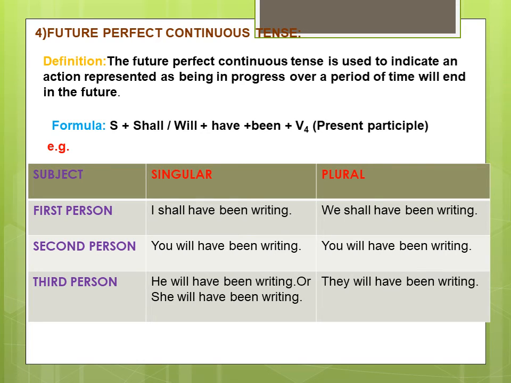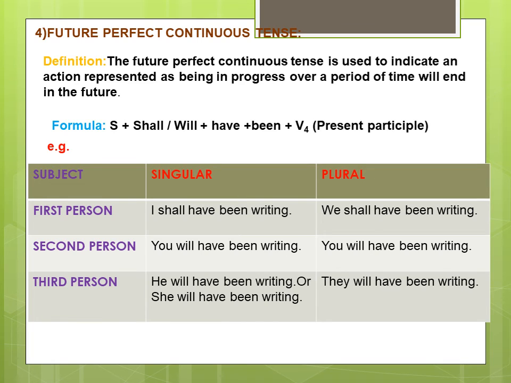Observe three columns: subject, singular, plural. There are three subjects: first person, second person, third person. Singular: I shall have been writing. As per our formula, I shall have been writing, the present participle form of the verb. What is our formula? Subject plus shall or will plus have plus been plus V4, meaning the present participle form of the verb. So we can write I shall have been writing.